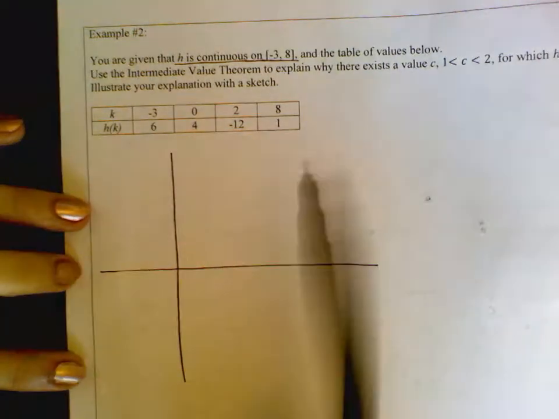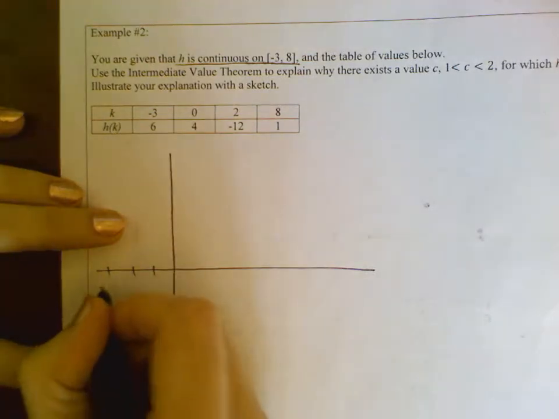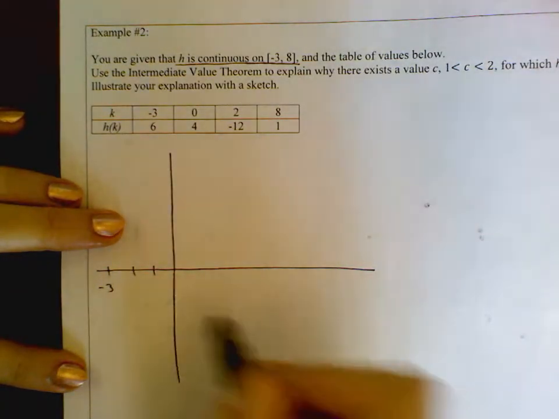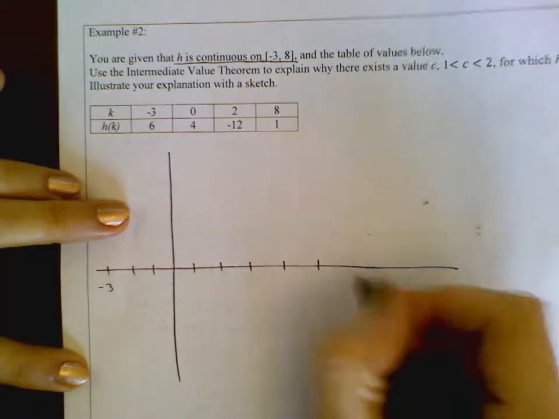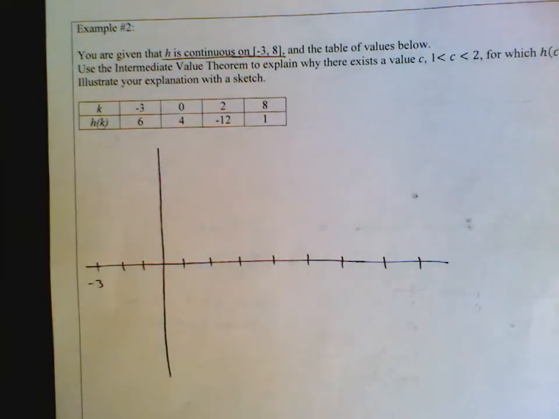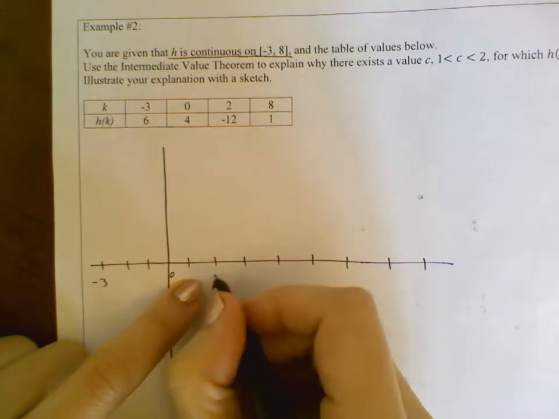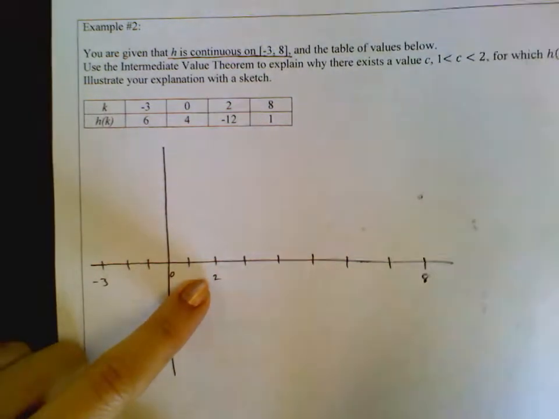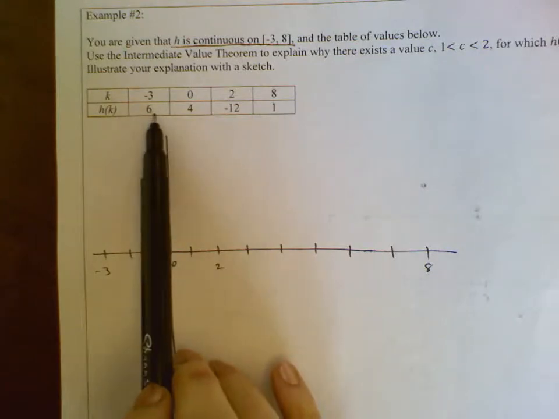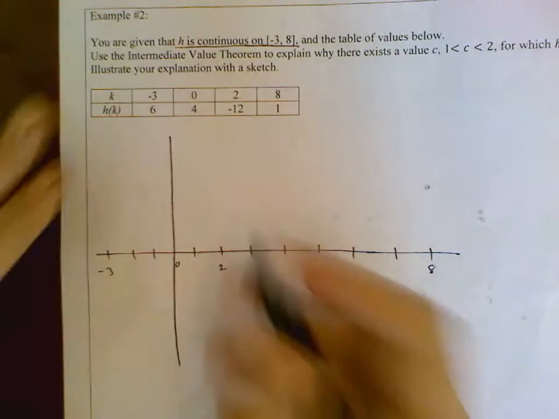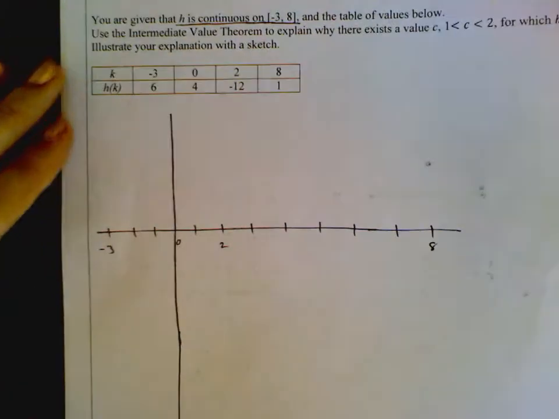Okay, my x values are going from -3 to 8. So 1, 2, 3. So there's -3. 1, 2, 3, 4, 5, 6, 7, 8. Okay, so -3. 0's right here. 2 is there. And 8 is there. Okay, now let me do the outputs. I look at my outputs. My highest output is 6. My lowest output is -12. So I'll just scale my y-axis so I can fit those in.